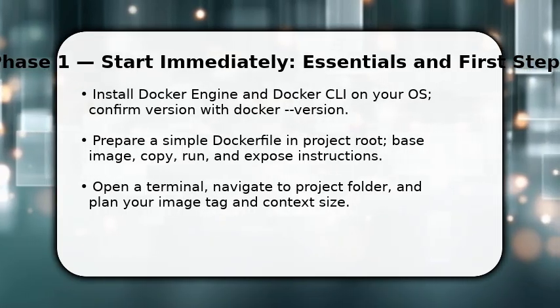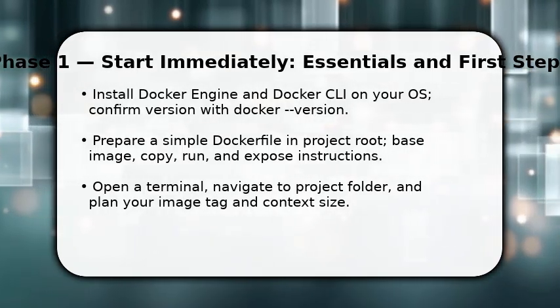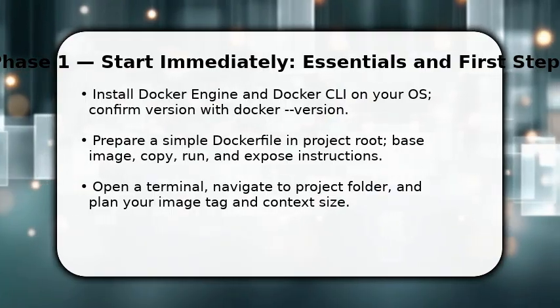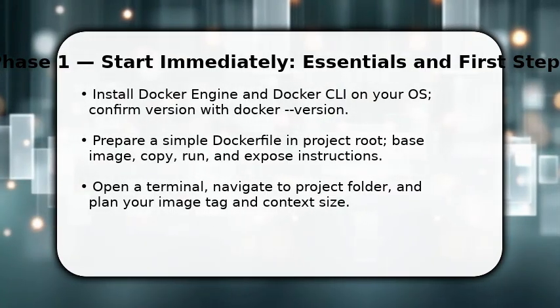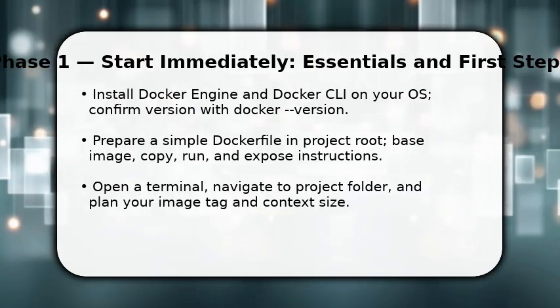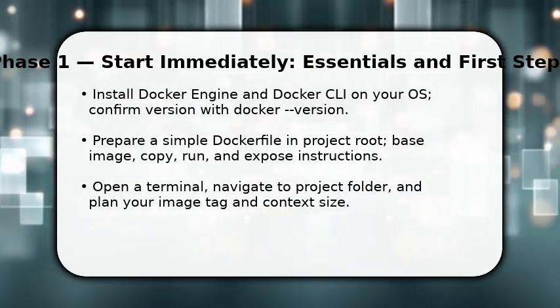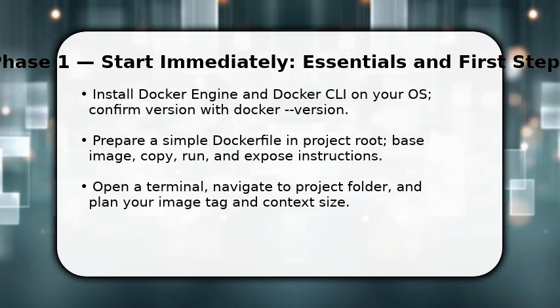Once done, open your terminal and cd into the project root. Make sure your build context excludes large files. Then run docker build with a clear tag so you can reference the image. This step makes the container reproducible and versionable.